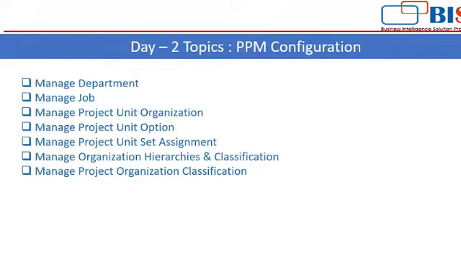Then we have seen how to create the department and how to classify that department into project task owning organization and project expenditure organization. Earlier in EBS we didn't have the functionality of creating the project unit, but in Fusion Oracle provides the functionality to create the project unit for the line of business. This is used for reporting purposes.